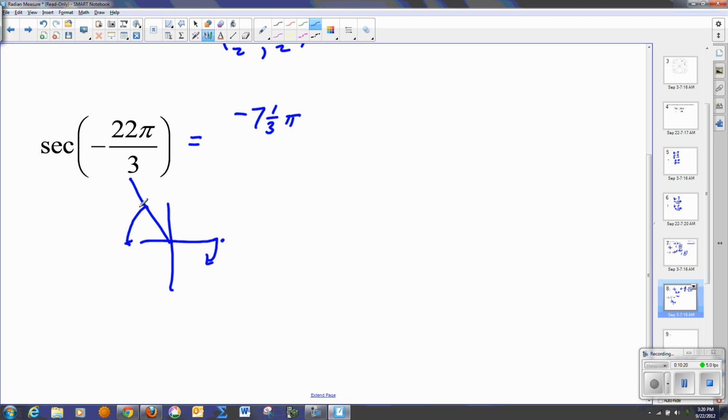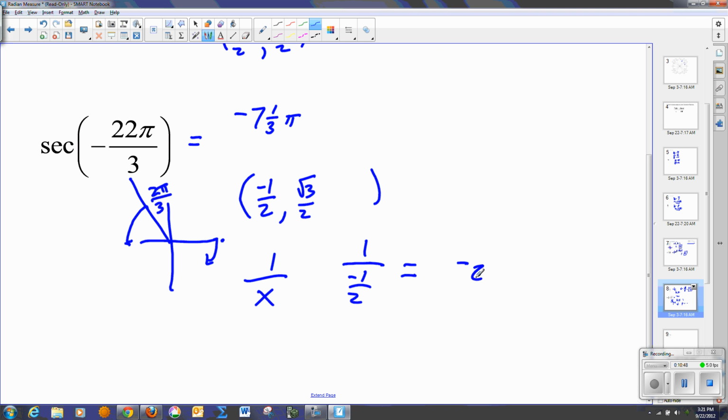This is the same value as where 2 pi over 3 would be. And I know the x and y values there are -1/2 and positive root 3 over 2. I need secant, which is 1 over the x value. And 1 over the x value in this case is 1 over -1/2, which gives me -2. Let's keep moving.